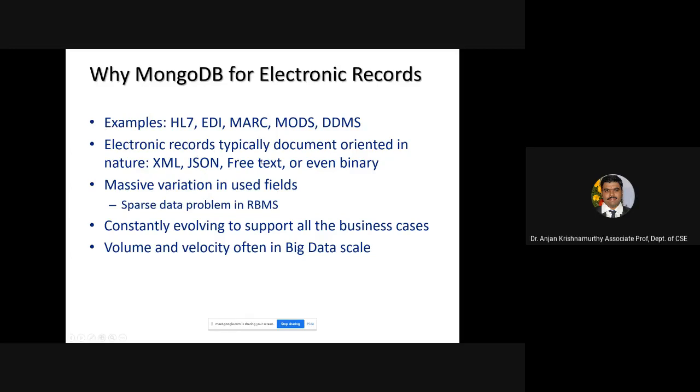We will see what the structure of this particular JSON object is. When you see a massive variation in the used fields, especially the sparse data problem in RDBMS, you cannot use such systems for representing document-oriented subjects, right? You also see that there is a lot of change in the business model. Use cases keep changing every day, right? We were talking about an employee or an ERP kind of database, and today we are talking about applications related to social media. There is a huge change in the way we are looking at applications. Because of the demand for data storage in all of these applications, our trend from an RDBMS perspective to NoSQL has completely changed, right? Big data also comes with a lot of velocity and volume, and such volume and velocity cannot be handled by normal RDBMS systems.